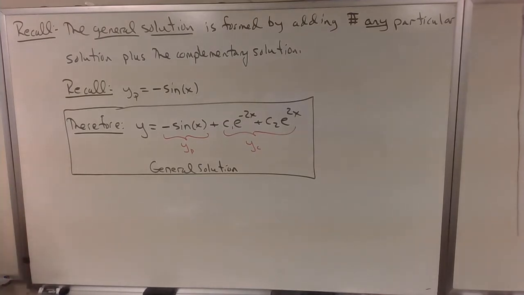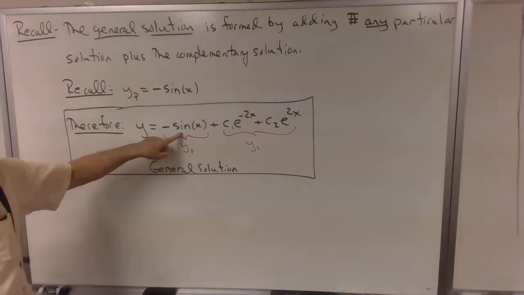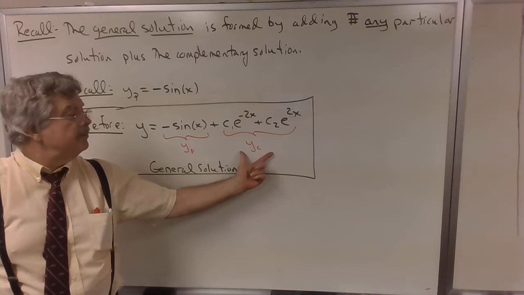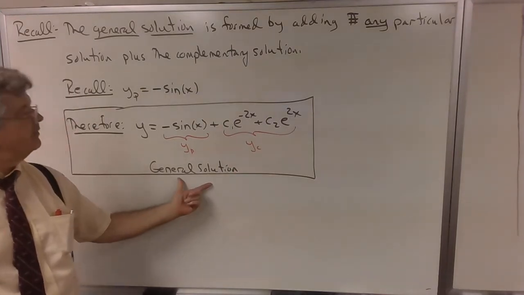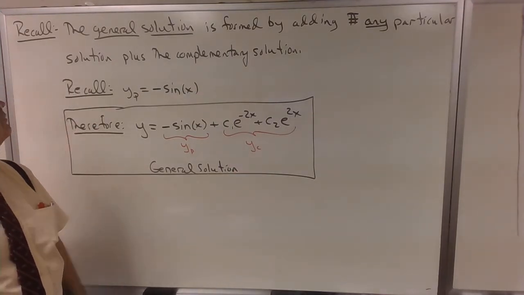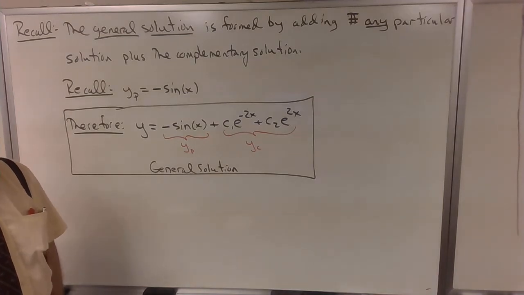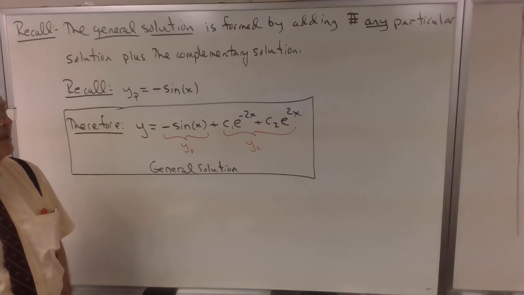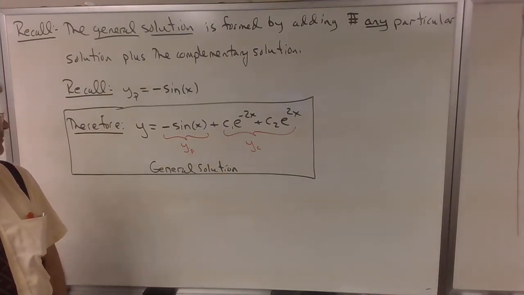There's our general solution. The sum of a particular solution, and there are infinitely many of those, but all we need is one particular solution, plus the general complementary solution. That gives us the general solution to the differential equation y double prime minus 4y prime equals 5 sine of x.